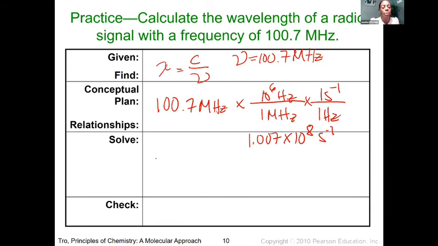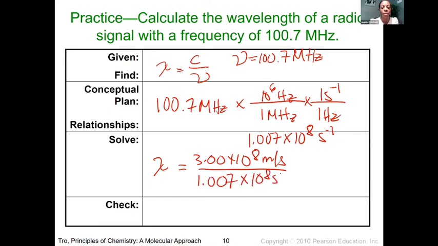And so then we would plug in: our wavelength would equal the speed of light value divided by that hertz, that frequency value. And when we solve, we end up with 2.98 meters.